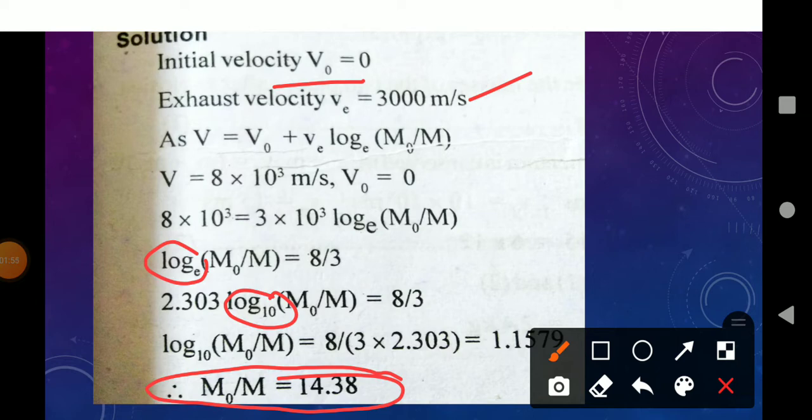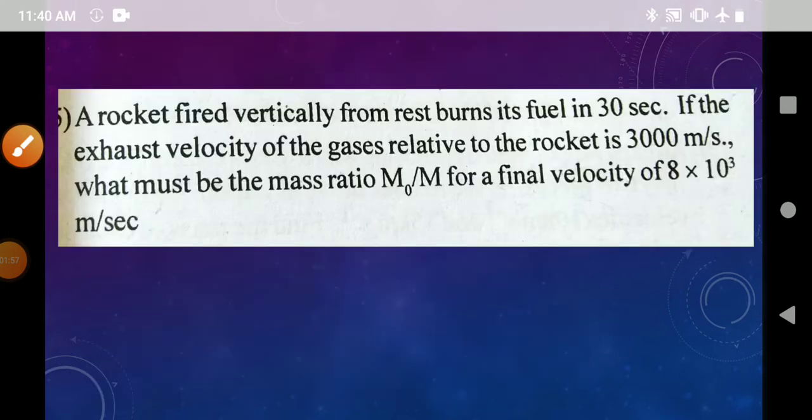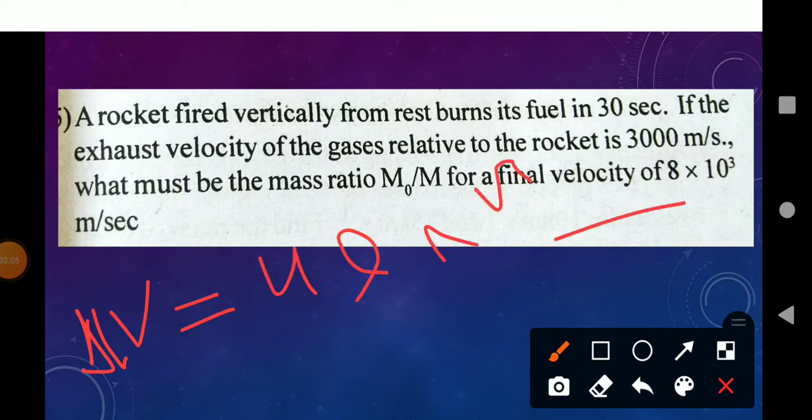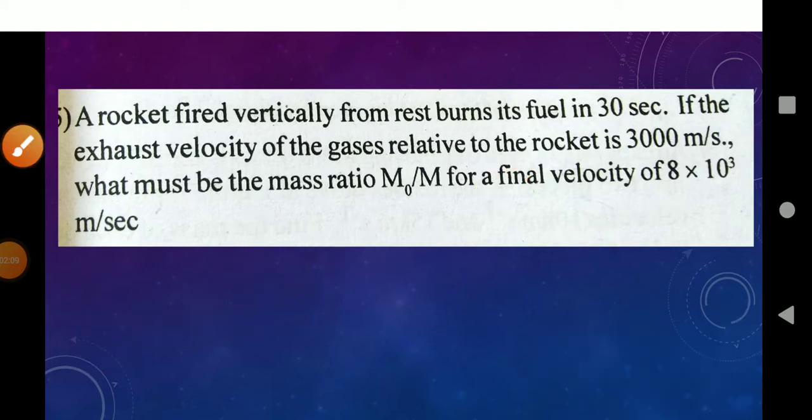So remember this equation is very important, that is delta V, or Vf minus Vi, is equal to U log Mi by Mf. Remember always that U is the exhaust velocity and delta V is equal to Vf minus Vi.